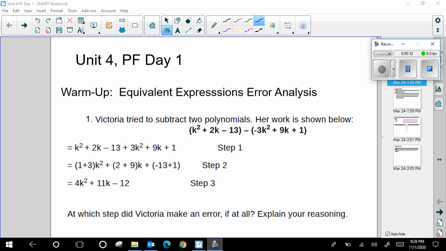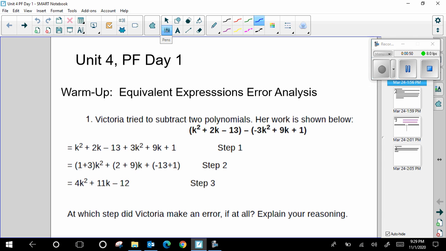It says Victoria tried to subtract two polynomials. Her work is shown below. So Victoria's work is over here on the left. And towards the bottom, it says, at which step did Victoria make an error, if at all? Explain your reasoning. All right, so we're going to go through the steps.